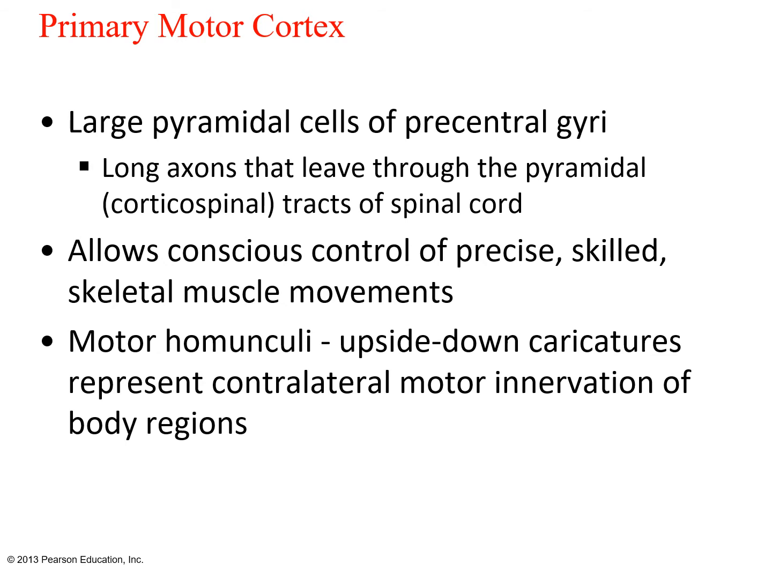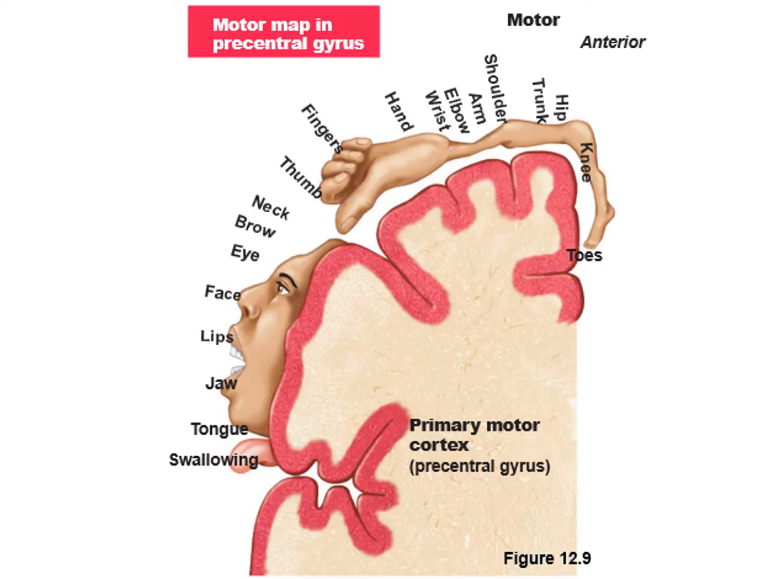The areas of the primary motor cortex can be mapped by what are called motor homunculi, which we'll see on the next page. Basically, these are caricatures that represent the contralateral motor innervation of body regions. This is one way that a motor homunculus can be represented. You'll notice that each portion of the precentral gyrus is devoted to a particular part of the body.